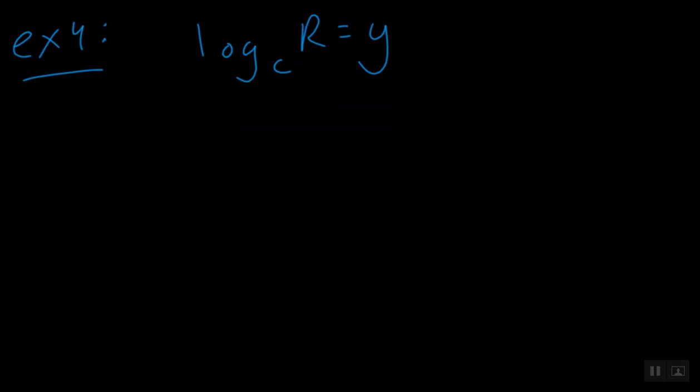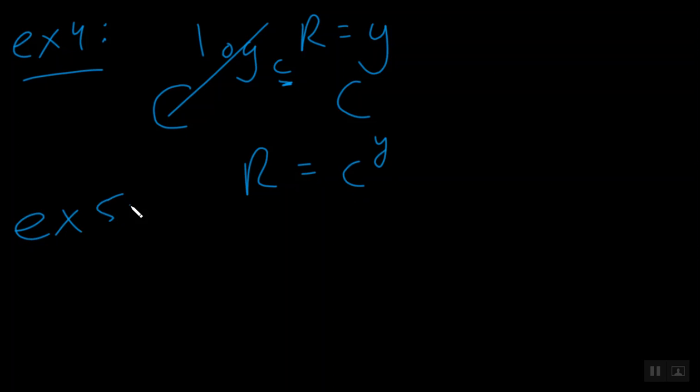Okay, here we have all variables. So we have log base c of r, and since we have a base of c, we're going to raise everything into the exponent of c. What we do to the left, we'll do to the right. And c to the power of log base c, those cancel. And we have r is equal to c to the power of y. Okay, let's just go ahead and do one more.